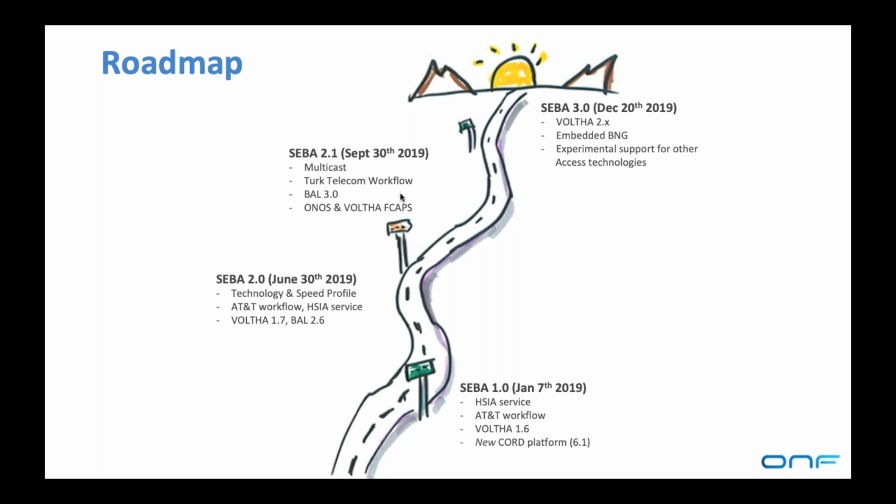Sometimes they are a little bit hard to predict depending on the status of various downstream projects. I mean, SEBA is a big integration project, and it is dependent on a number of upstream projects. So depending on the status of the upstream projects, they can come into SEBA at different times. So the idea is that in this roadmap, I wanted to show what is the next focus of the SEBA release in the second half of the year. So definitely a transition to Volta 2.x, having BNG functionality inside the SEBA pod are big things that will be the focus of the SEBA community in the second half of the year, together with the stuff that is already in progress in terms of BAL 3.0 and multicast.